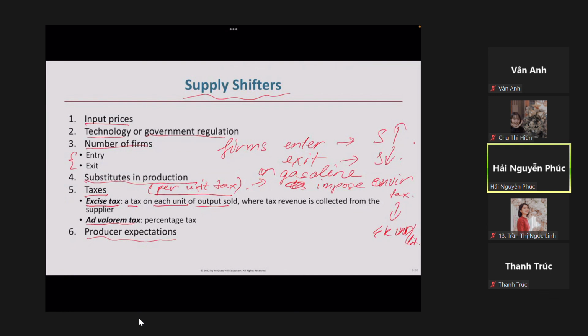For the case of ad valorem tax, it is the case when we apply a percentage tax on the value of the good, on the price of the good. For example, VAT is an example of ad valorem tax. Suppose the VAT tax rate is 10%, that is 10% of the price of the good.